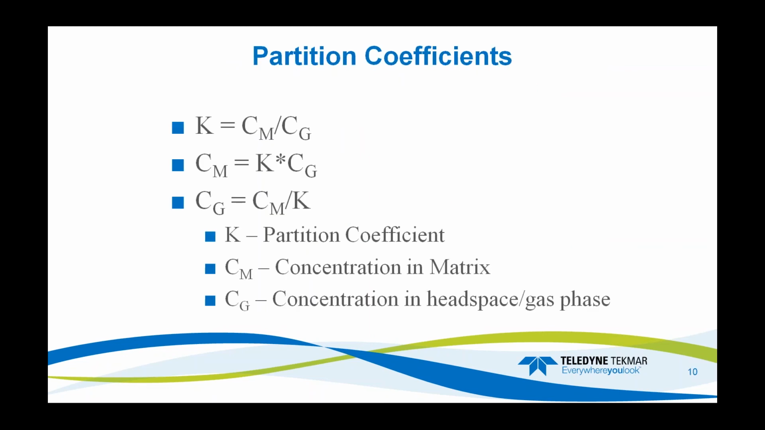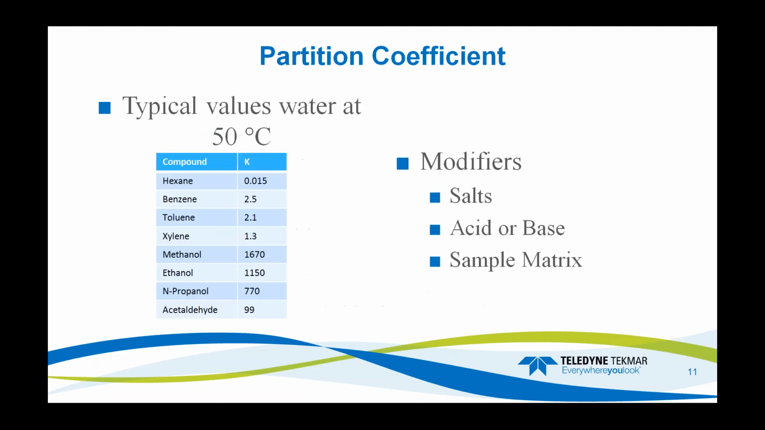The partition coefficient is equal to the concentration in the matrix, CM, over the concentration in the headspace or the gas phase. You can also use that as the concentration in the matrix is equal to the partition coefficient times the concentration in the gas phase. Fairly simple equation. Typical values of some compounds in water: hexane, benzene, toluene, xylenes, things that don't like to be dissolved in water, have very low partition coefficients, while things that like water more, like your methanols, ethanol, propanols, and the acetaldehydes, have a little bit higher partition coefficient.